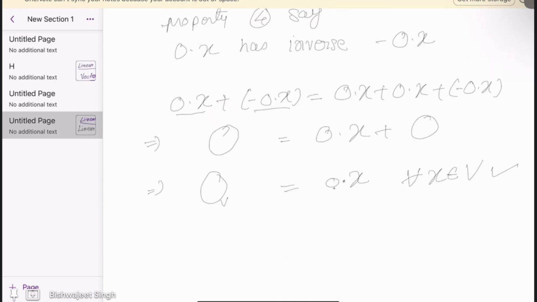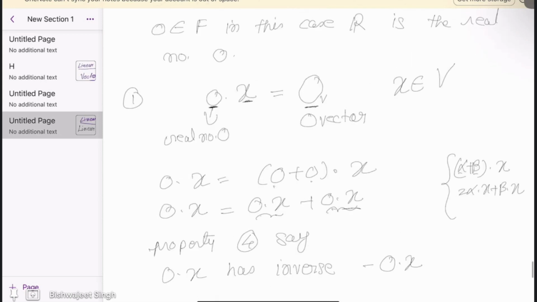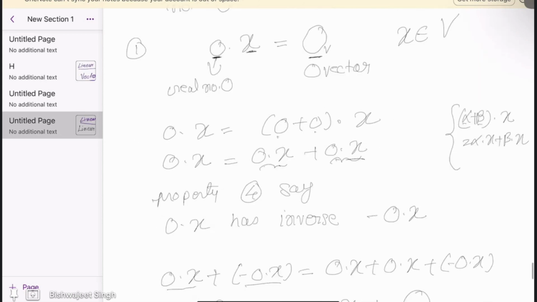The notations are a bit complicated maybe for the first time, because in both cases we write 0, but one thing to note here is that this 0 is actually a real number, whereas this 0 is the zero element, or the identity element, of the space V.